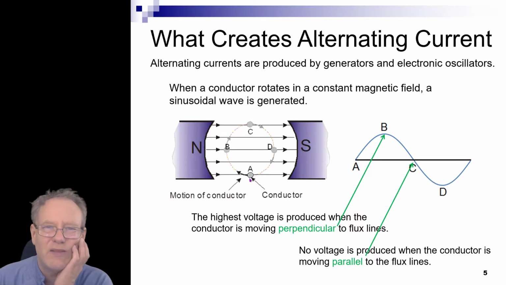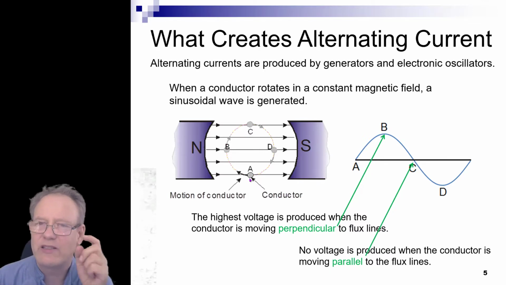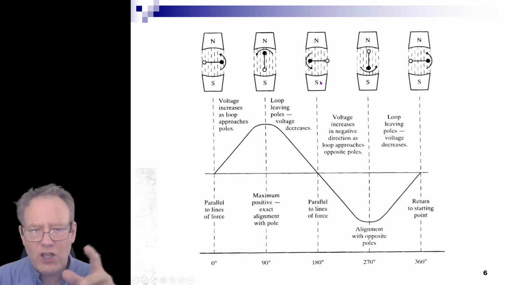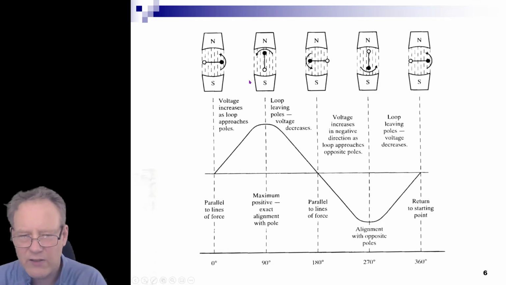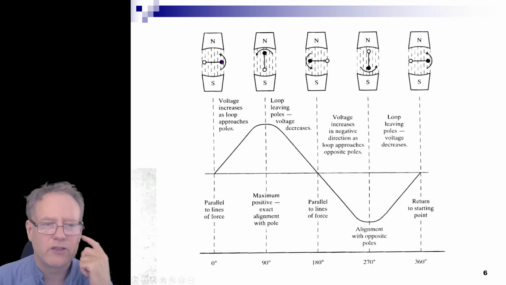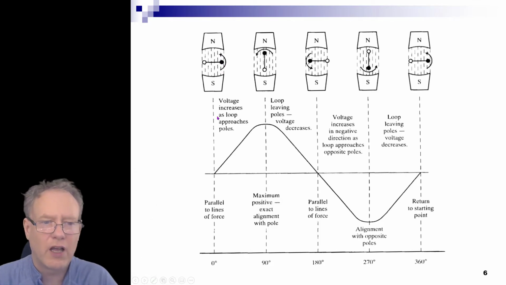Let's take a look at this again, and we can see some different cycles here. This is taking a look at each one of these cycles in perspective to the sine wave itself. What's going on here is that when this thing is moving parallel to the field lines, we've got 0. And here it's moving perpendicular, so it's greatest.